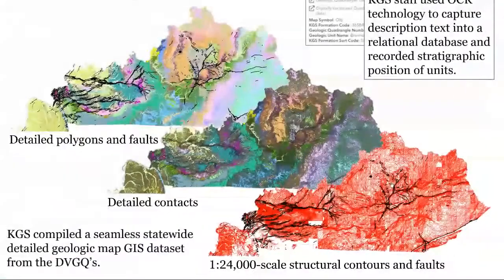So these data sets that we produced were called digitally vectorized geologic quadrangles, or DVGQs for short, and we completed digitizing all 707 quads in 2006. Then we took those individual DVGQs and compiled them into a statewide seamless GIS dataset. That statewide dataset is similar to the smaller DVGQs. It is comprised of detailed geologic polygons for geologic units, faults, contacts, structural contours, and then other features like coal beds, structural points, and other geologic beds.